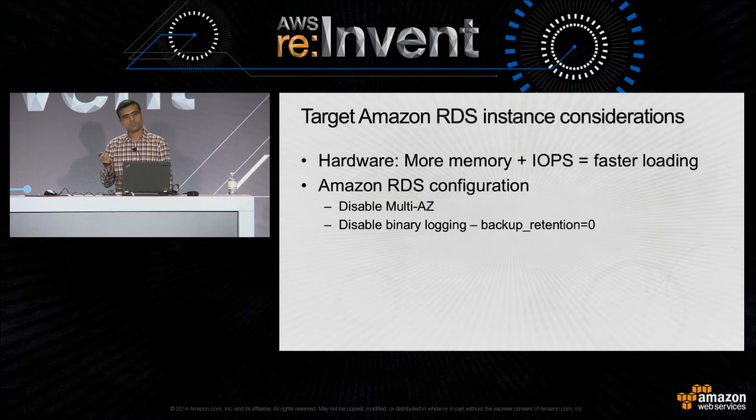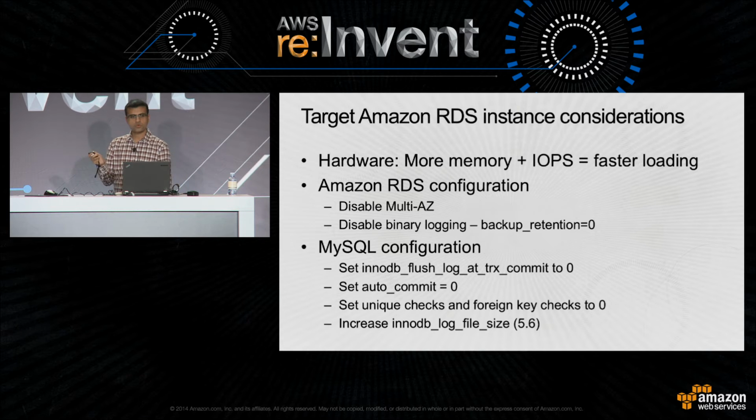And you would want to disable multi-AZ. You would also want to disable binary logging. These are really good best practices that you'd want to incorporate for production applications. However, while you're loading data, they don't really help much. So you would want to turn them off to reduce the amount of logging.